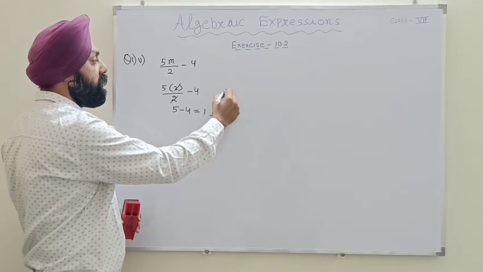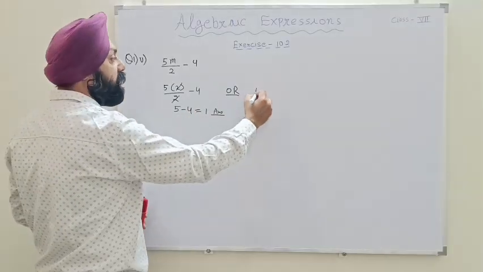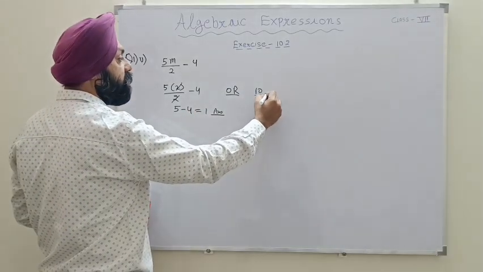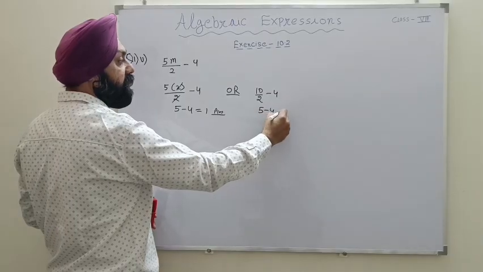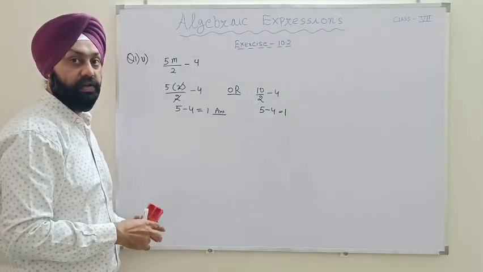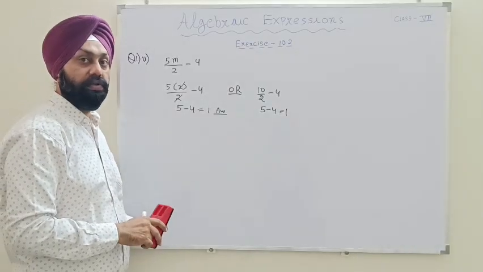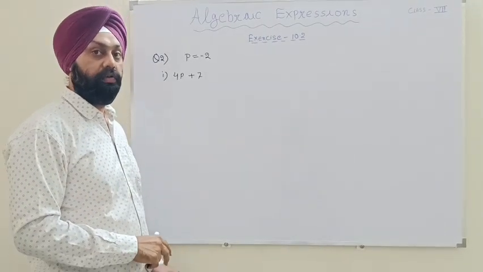Or we can do it like this. First we can multiply the numerator. So it will give 10. 10 by 2 minus 4. Now you know 10 by 2 is 5. 5 minus 4 will again give the same answer, 1. So whatever you are comfortable with, you can do it. So the answer is 1. So simple. So continuing with the second question.